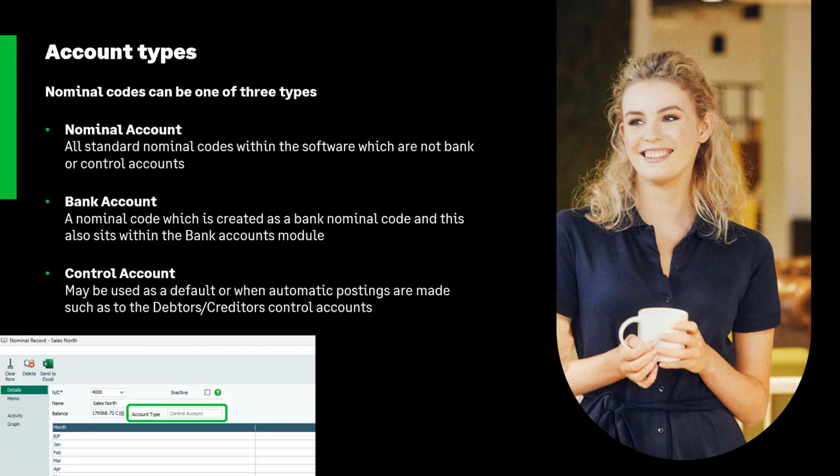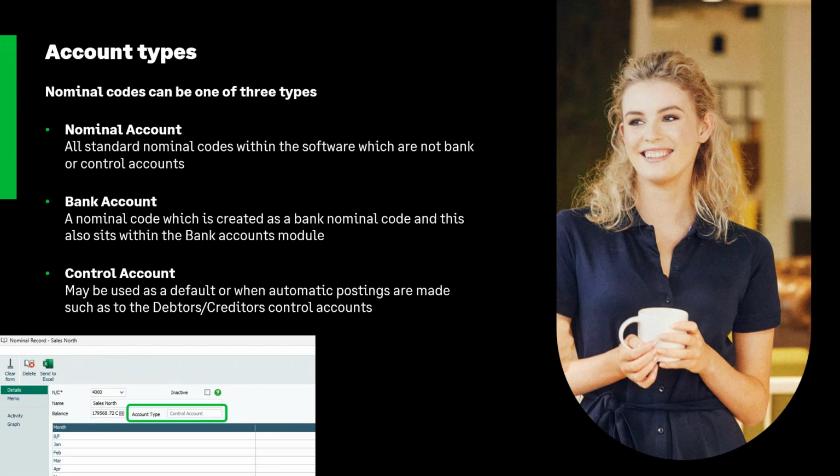And the final account type that you may see is control account. Now, there are some control accounts which I would describe as being a true control account, where it's used for automatic postings. Others will be flagged as a control account, but they're just flagged so that you've got one of those account types there. So they'll be used for certain postings.